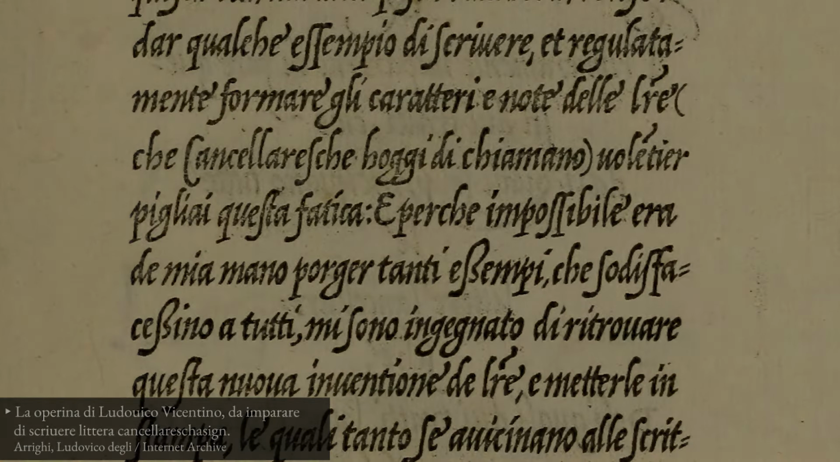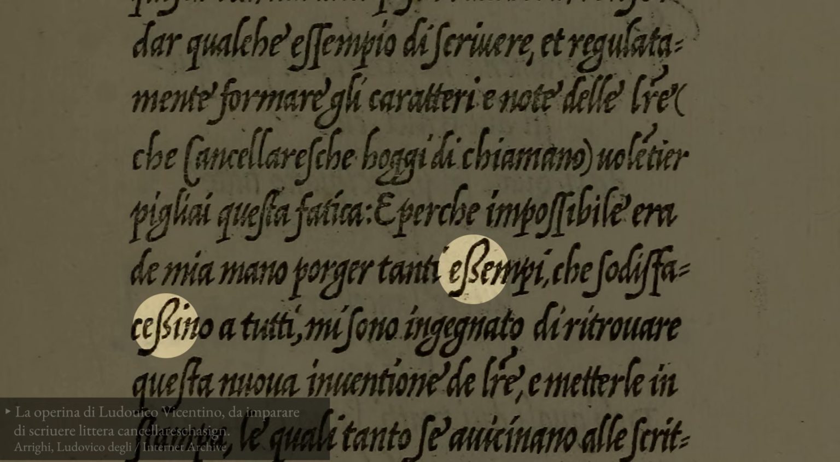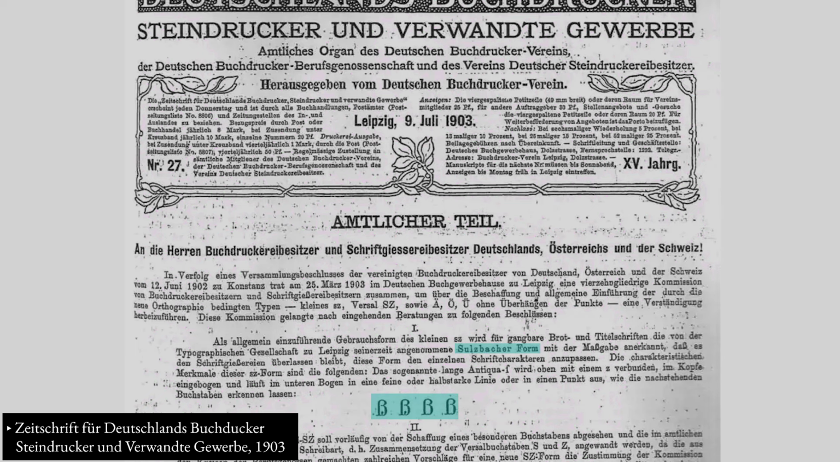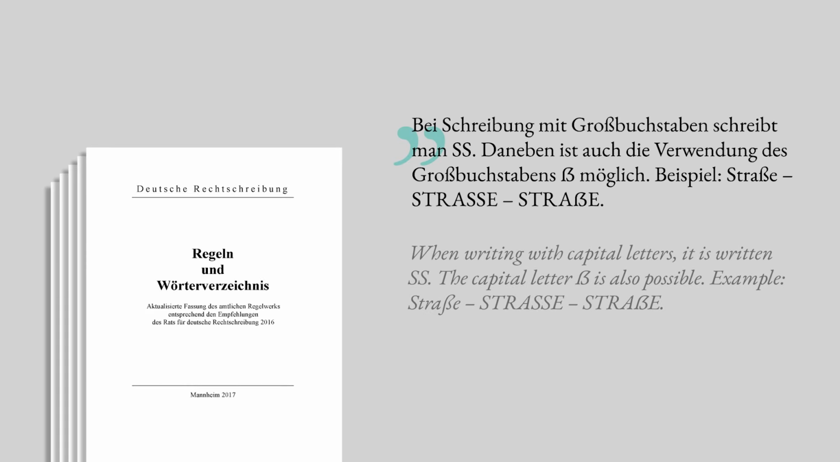In Western typography, the ligature long S plus round S has long existed, but initially served purely as a typographic convention. The pivotal moment came in July 1903, when the Leipzig Typographic Society officially adopted the Sulzbacher form as the foundational design of the Eszett. This marked Eszett's formal entry into the German alphabet. Finally, in 2017, the German Orthographic Council standardized the uppercase form, cementing Eszett's definitive role in German orthography.